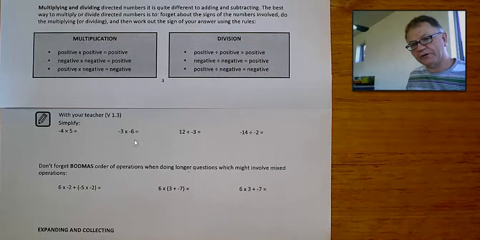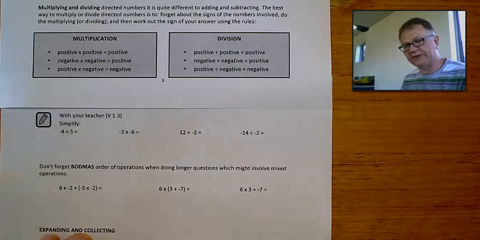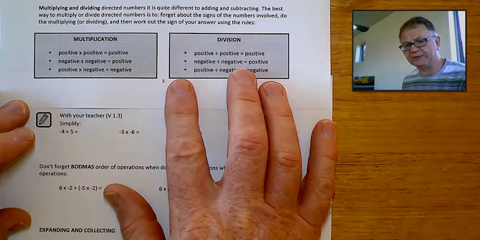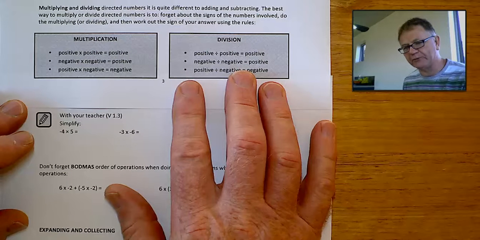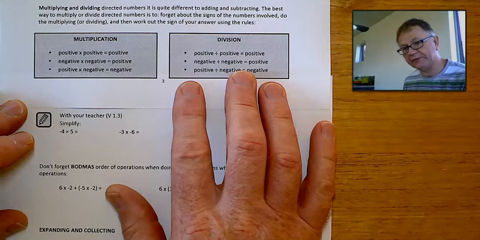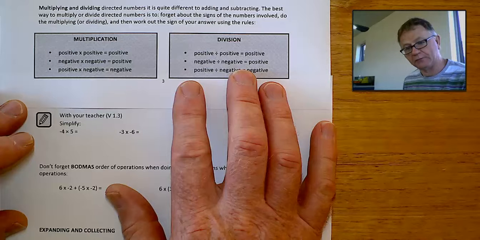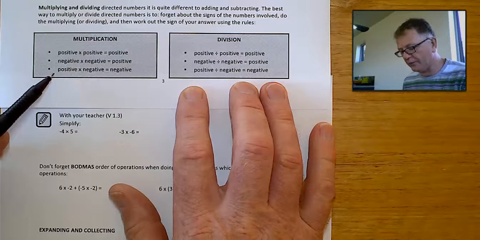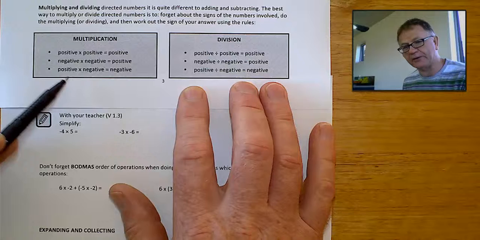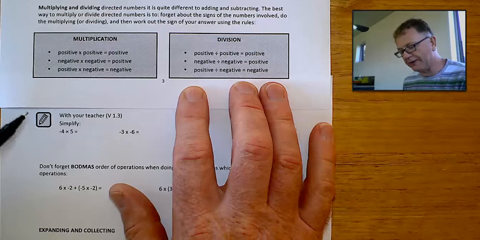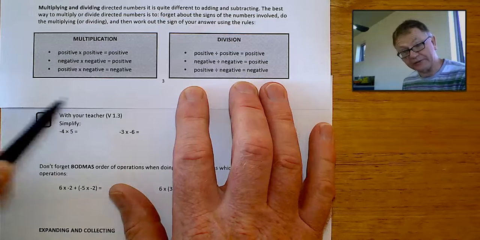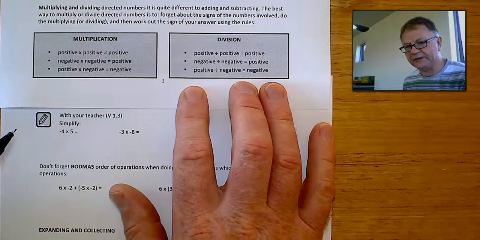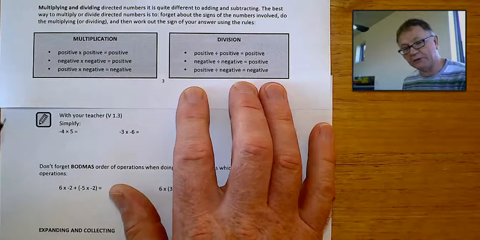And now we've got questions which involve multiplication and division. Now, importantly, the rules for multiplication and division are quite different from addition and subtraction. Addition and subtraction, think of the number line. Multiplication and division, these are your rules right here. Multiplying positive by a positive, you get a positive result. Multiply a negative by a negative, you get a positive result. But if you're multiplying a positive by a negative, you get a negative. That's the same thing when you're dividing.